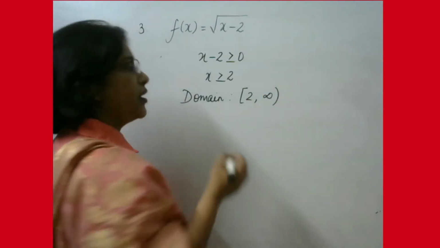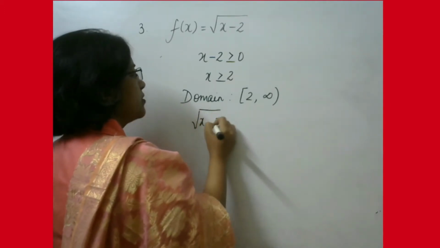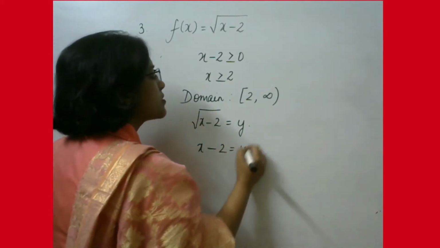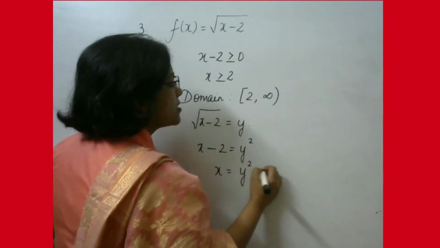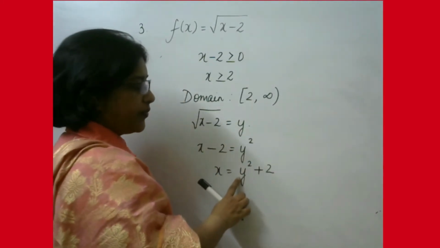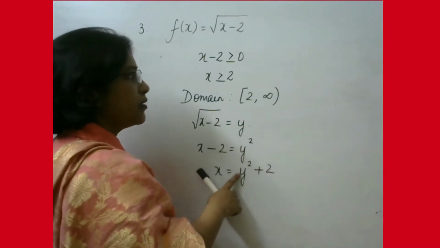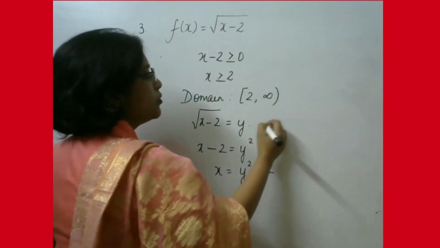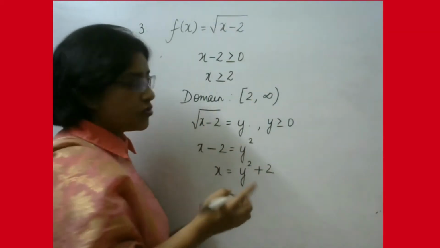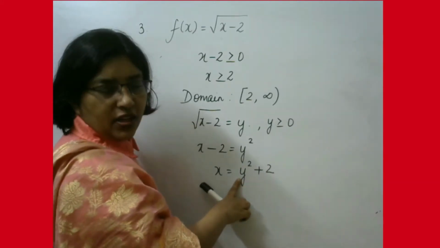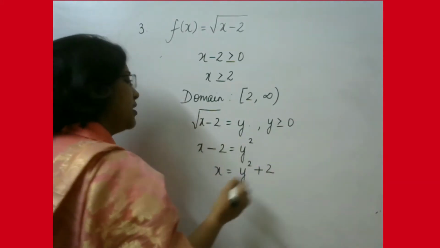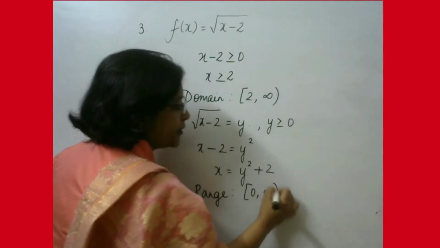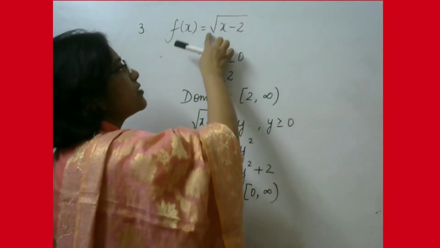Now to get the value of y or the range, let's equate f(x) to y, that is root of x minus 2 to y. What is x minus 2? Y square, and x is y square plus 2. So we observe that what kind of values of y are allowed here? All values are allowed. And from here, we know that y should be greater than or equal to 0. So whatever non-negative value you take, it is going to define x, and that is why the range is 0 to infinity. Because from here we already knew that it is positive root.